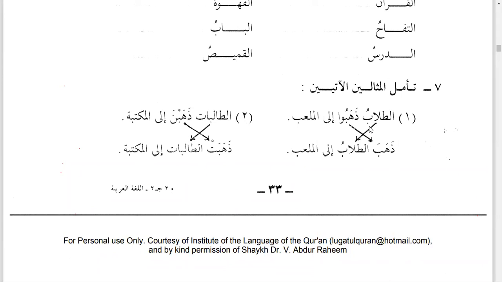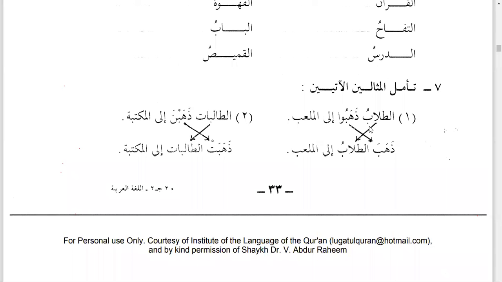So at-tullabu is the subject, and dhahabu ila al-mal'abi, the complete sentence, is the predicate. So did you get now the reason why it is at-tullabu dhahabu? Okay, if I say at-talibani, then what will be the predicate? Dhahaba, because that means huma dhahaba. So huma basically refers to two. So that's why they are equal in number and gender.